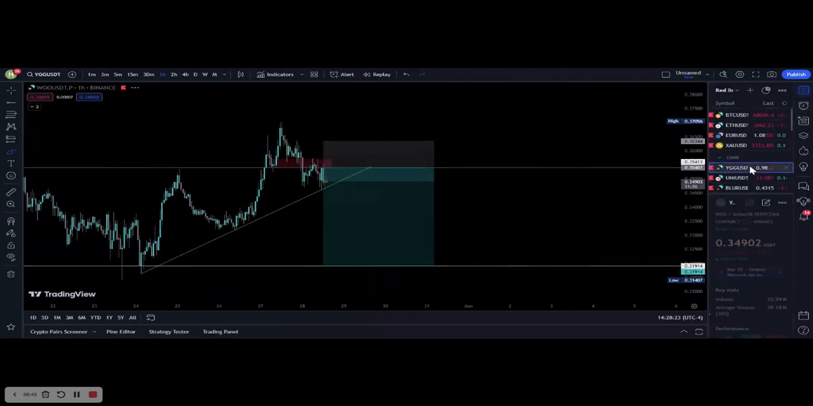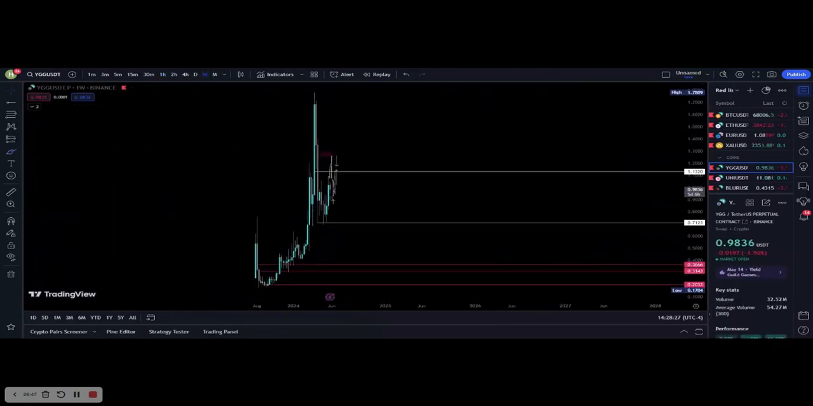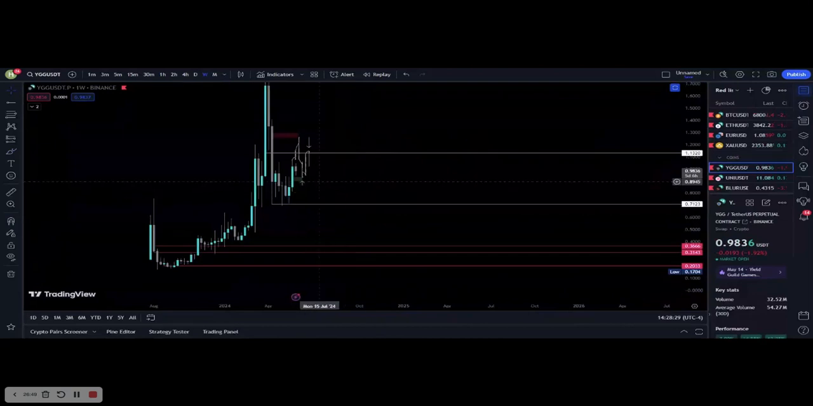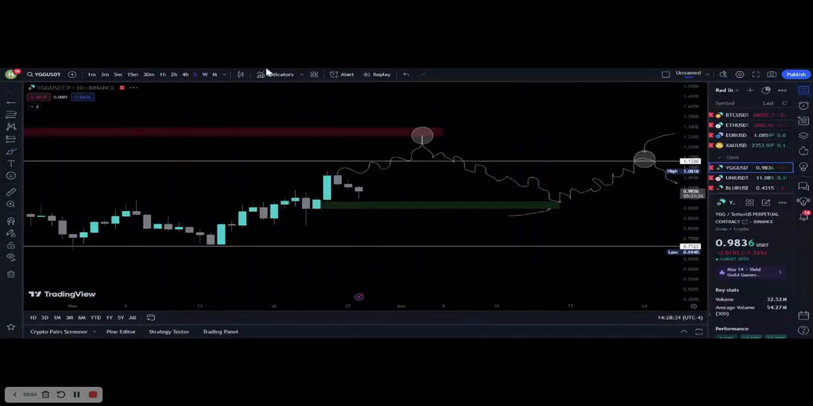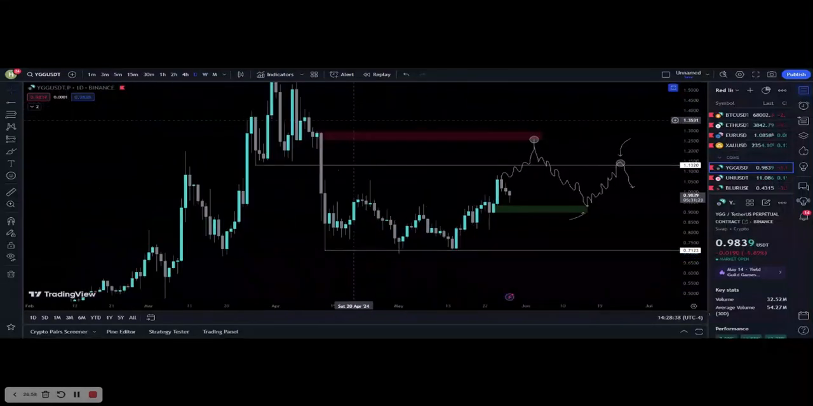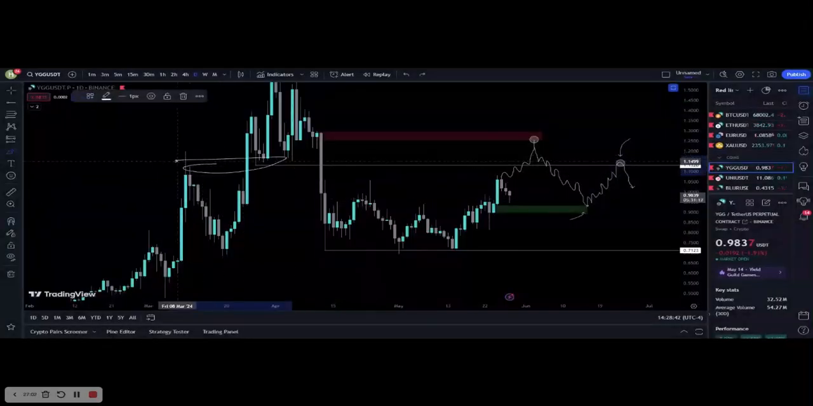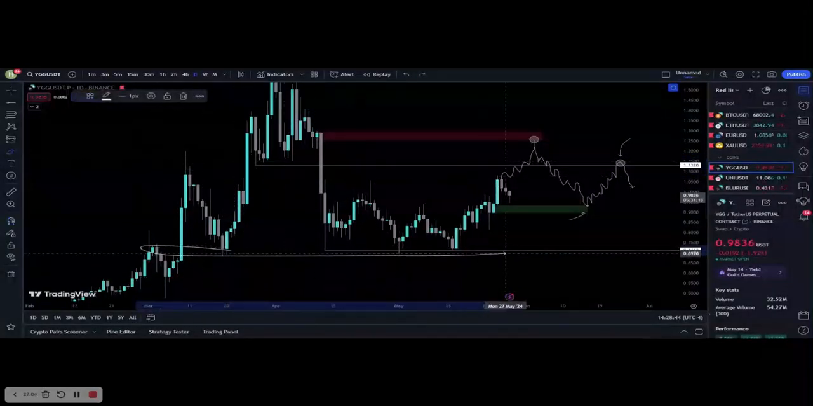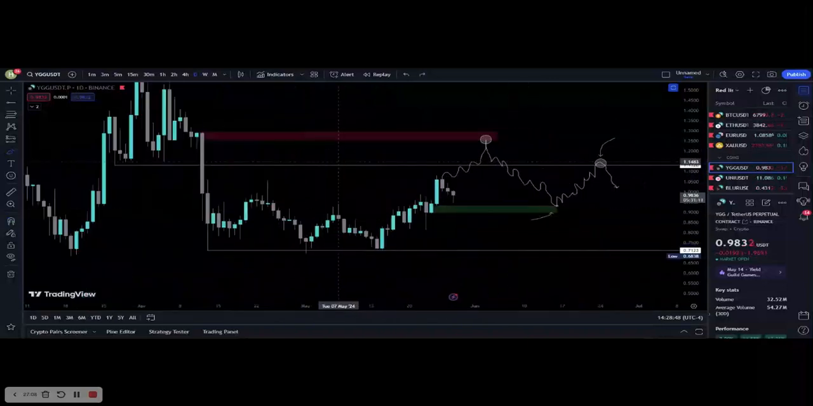Now, the next pair on the list is YGG. So let's start off on the high time frame. Now, YGG, let's go daily. Daily resistance zone here, this level as well, and this support zone right here. So this is going to remain my range lows. This is my range high.